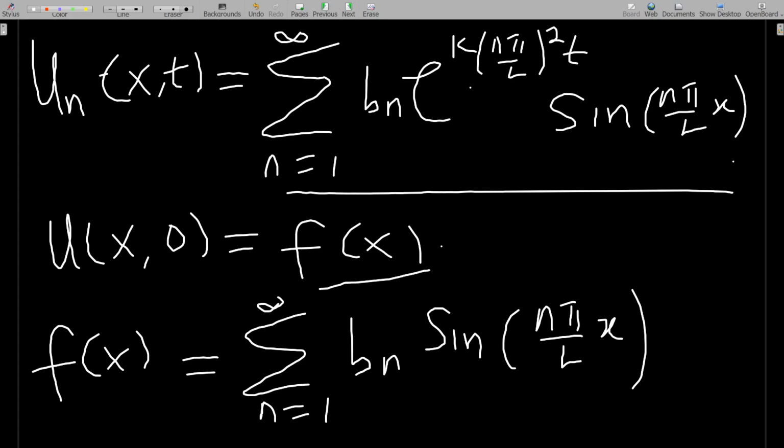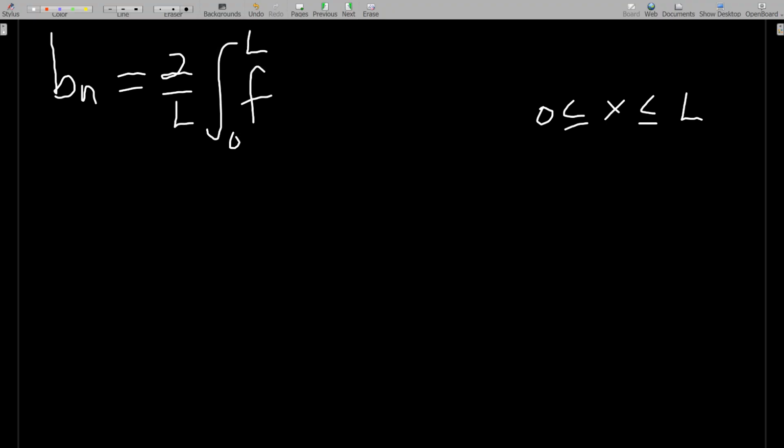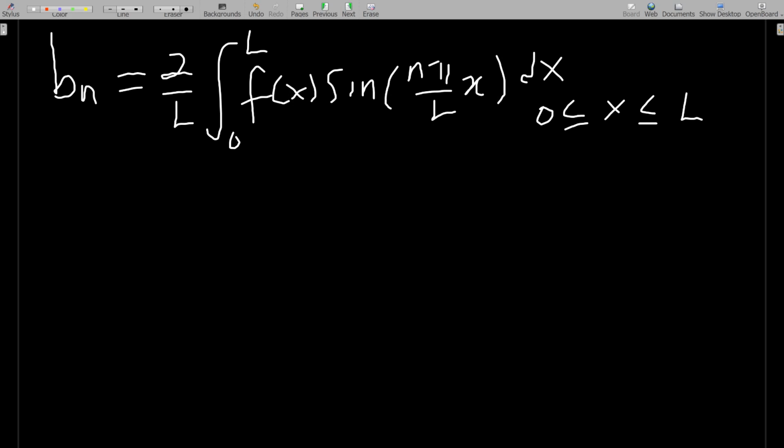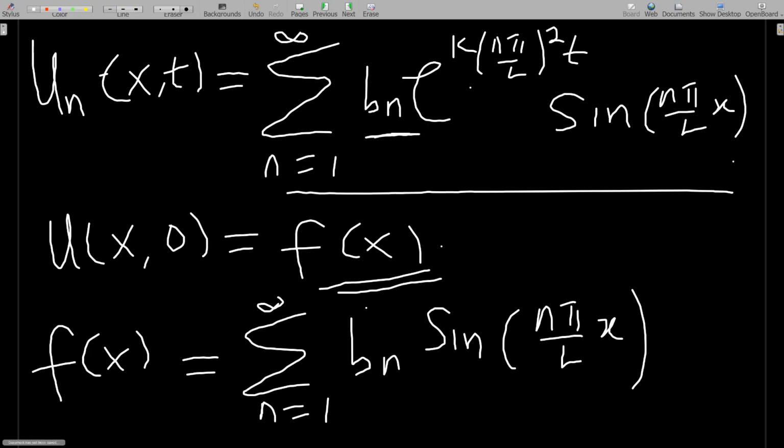But this f(x) is given as a condition, remember, so that will be given to you in a question. Since this looks like a Fourier sine series with a constant b_n, let's go and find the b_n. In the Fourier sine series, the range for x here is 0 less than or equal to x less than or equal to L. So we'll use the half range Fourier sine series formula, and that is b_n equals 2 over L times the integral from 0 to L of f(x) sine(nπx/L) dx. So you solve this for your b_n, then you put your b_n in the solution, and that will be your final solution. I hope this is well.